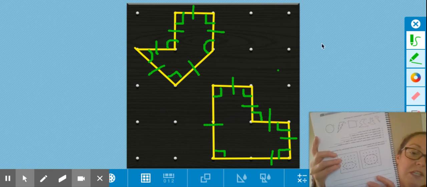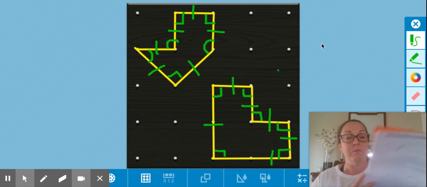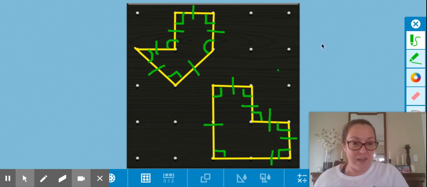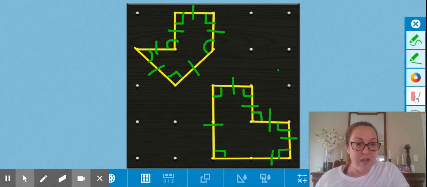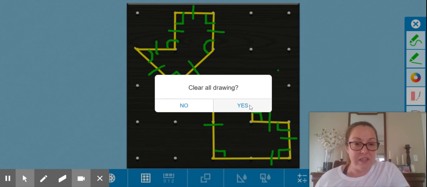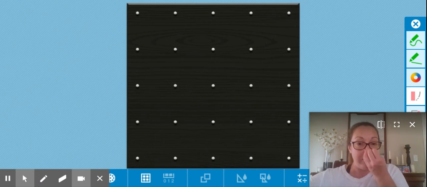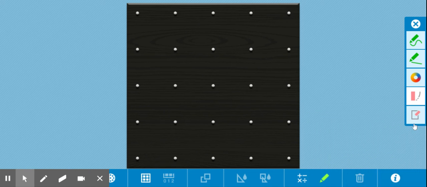So then what I want you to do is, once you've got these 2 pages and you upload them in Google Classroom and you click Turned In, I want you to go have some fun with this geoboard here. I'm going to go ahead and click and look at this. I can clear the whole drawing. Let me show you what I'm thinking. I'm going to click off my video for a minute so you can see this whole page.